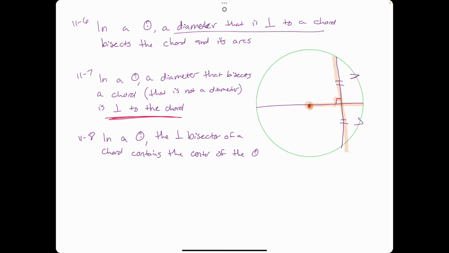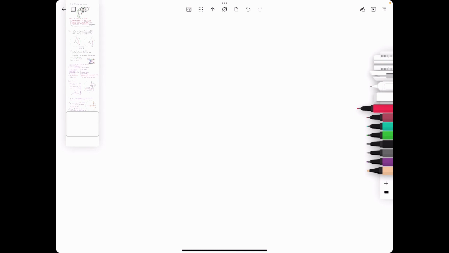Okay. Let's try some of this. I'm going to skip over the proof of some of that stuff. All right. Example 3, last example for this section. Find each missing length to the nearest tenth.